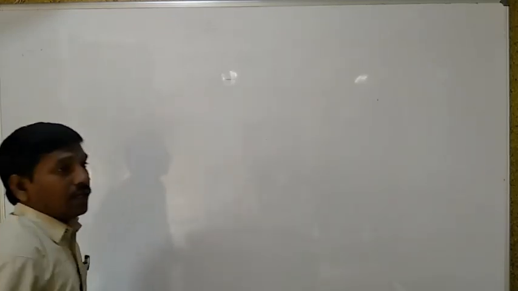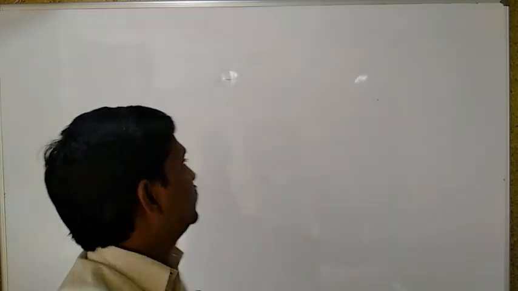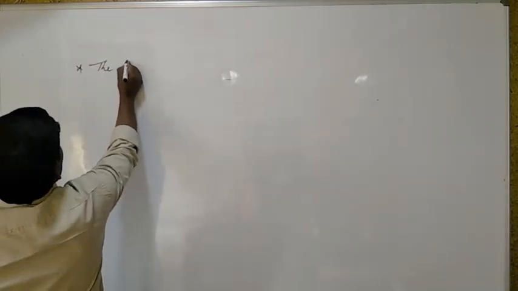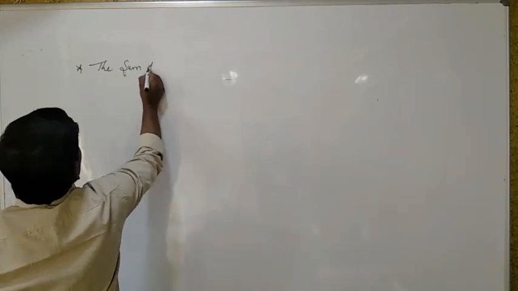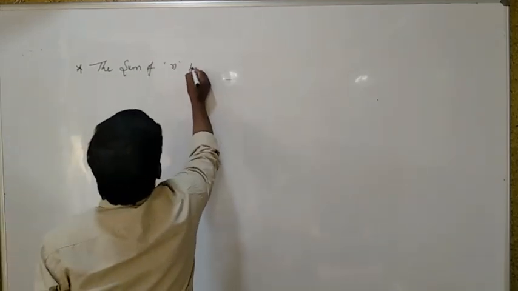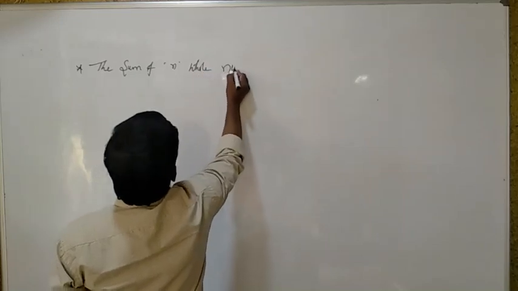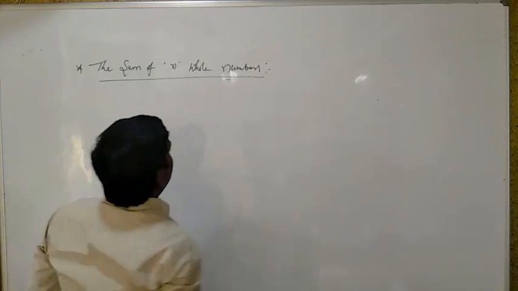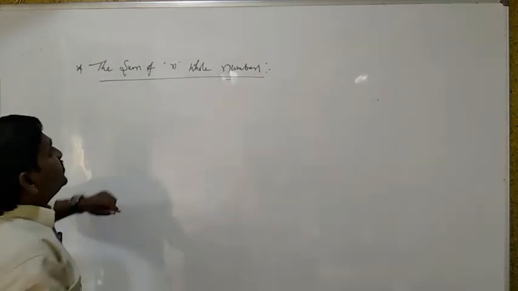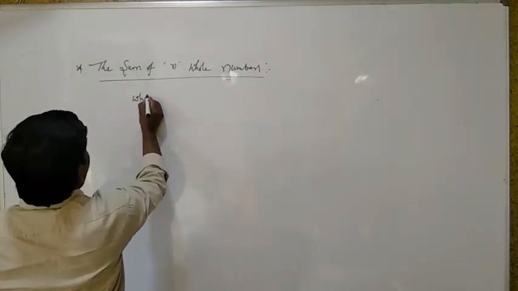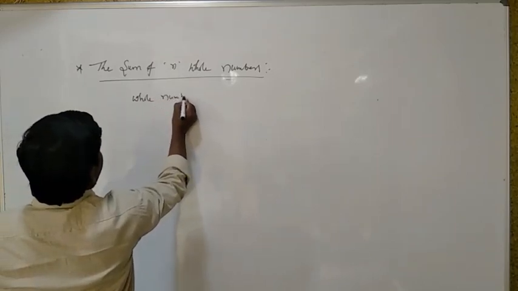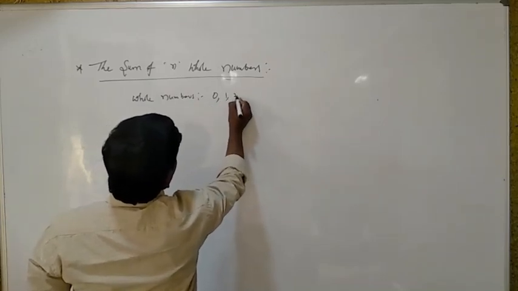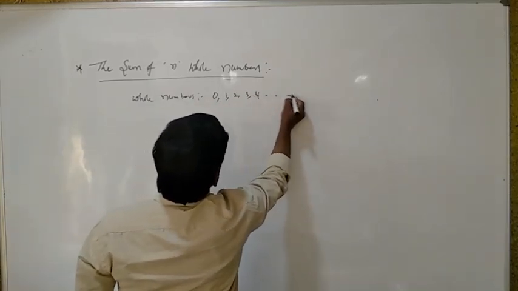Okay, next, the sum of n whole numbers. Take the whole numbers, starting from 0: 0, 1, 2, 3, 4, and so on.